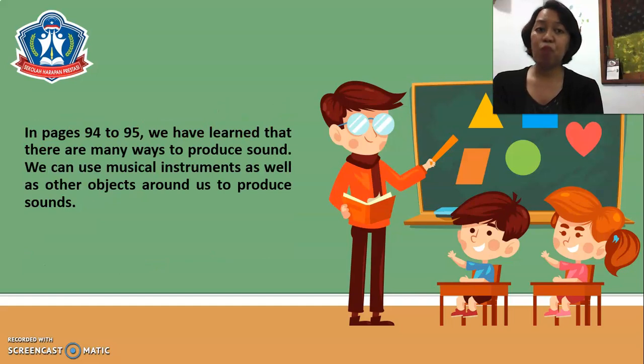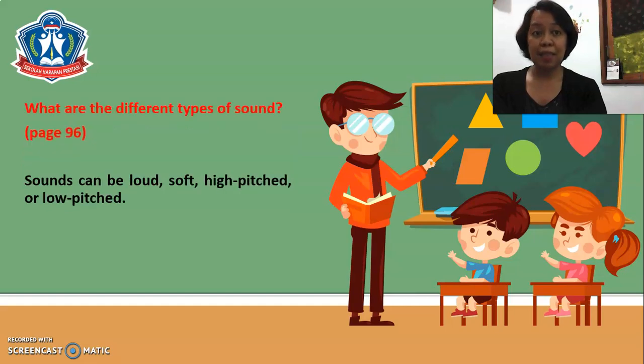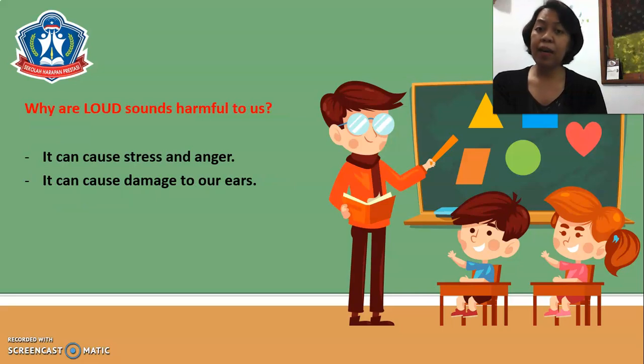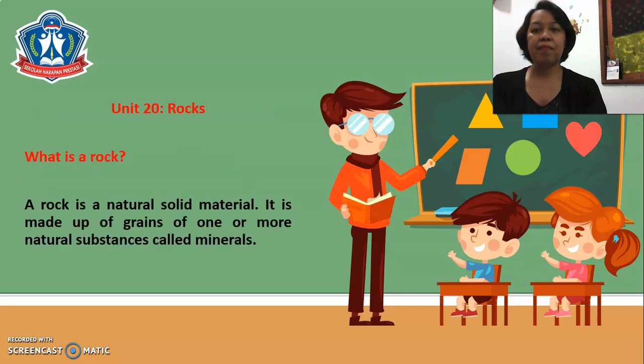In pages 94 to 95, we have learned that there are many ways to produce sound. We can use musical instruments as well as other objects around us to produce sounds. What are the different types of sound? In page 96, there are examples that sounds can be loud, soft, high-pitched, or low-pitched. Why are loud sounds harmful to us? It can cause stress and anger. It can cause damage to our ears.